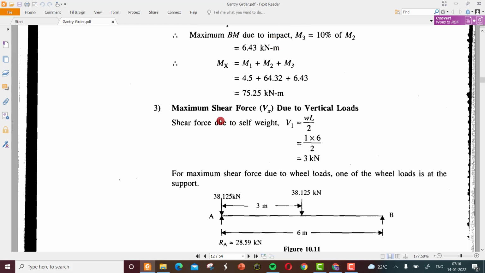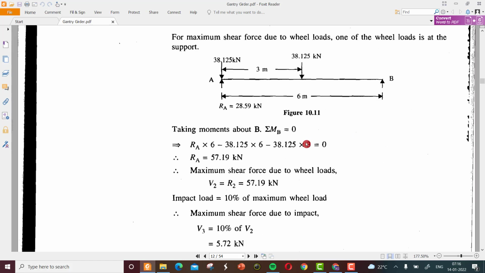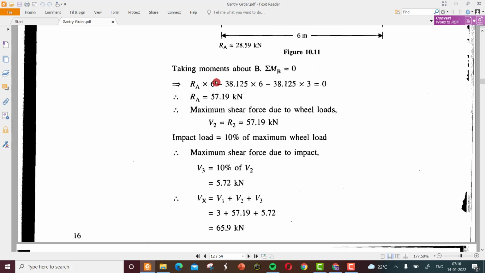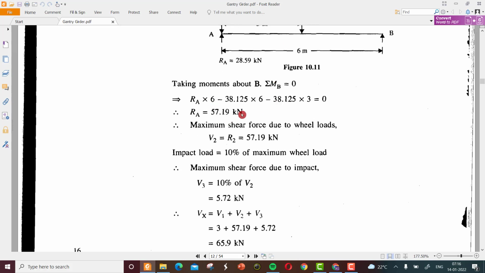Then, calculation step 3, to find the maximum shear force, we have WL by 2, which will give you 3 kilonewton. And for maximum shear force due to the wheel loads, one of the wheels should be near to the support. So this is actually near to the support. Based on this arrangement, you can find the shear force to get a value of 57.19 kilonewton.